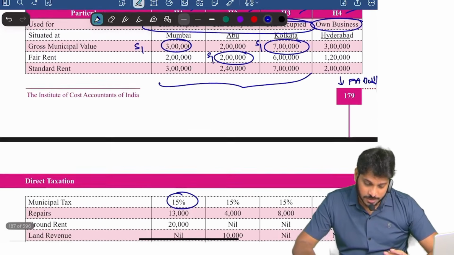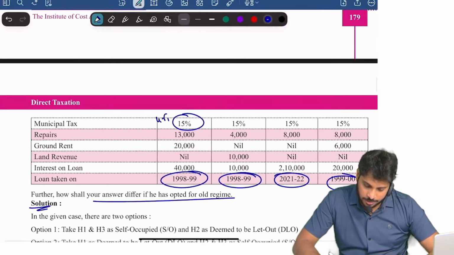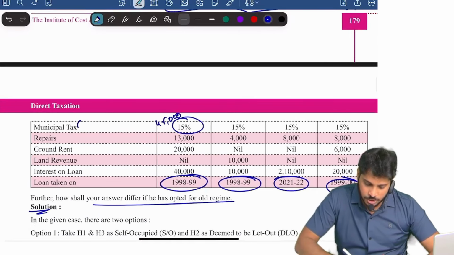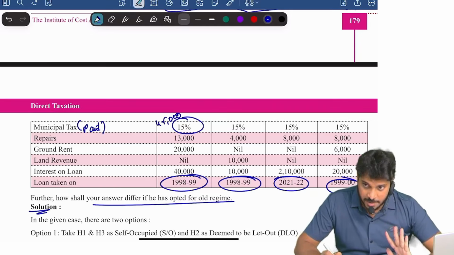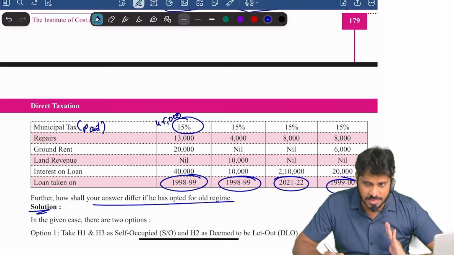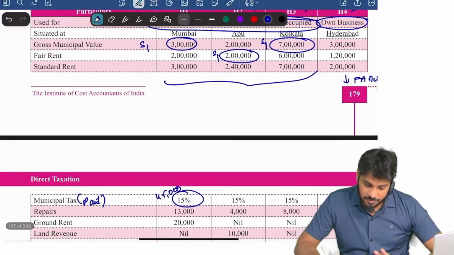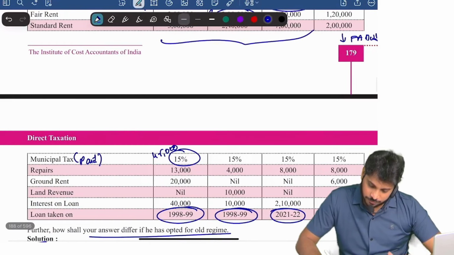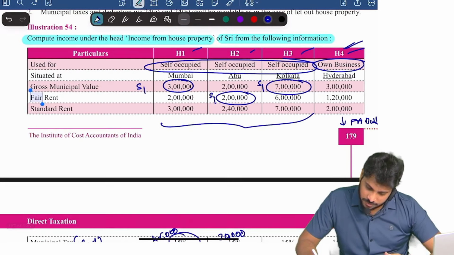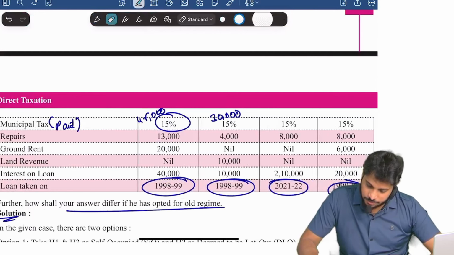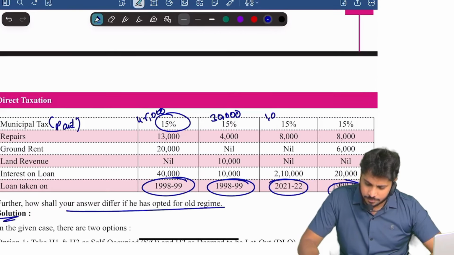Now 15% of municipal value is what? 45,000 municipal taxes paid. I assume that it is paid. They didn't mention paid or payable, so I assume that it is paid. If nothing is mentioned, we assume that it is paid. Now here, 15% of 2 lakhs, 30,000 is the municipal taxes. Here 15% of 7 lakh, 7 into 15, 105, 1,05,000, correct?